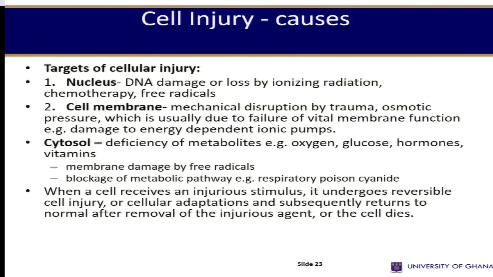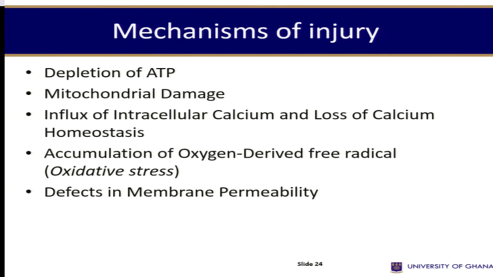What in the cell is the target for this injury? The cell has a nucleus, cell membrane, cytoplasm. They are all targets of injury. The nucleus, for instance, has DNA that can be damaged by radiation and chemicals and free radicals. Cell membrane can be damaged mechanically, such as when you cut something, you have damage to the cell membrane. The cytosol, when you have deficiencies, or lack of oxygen can damage the cytosol.